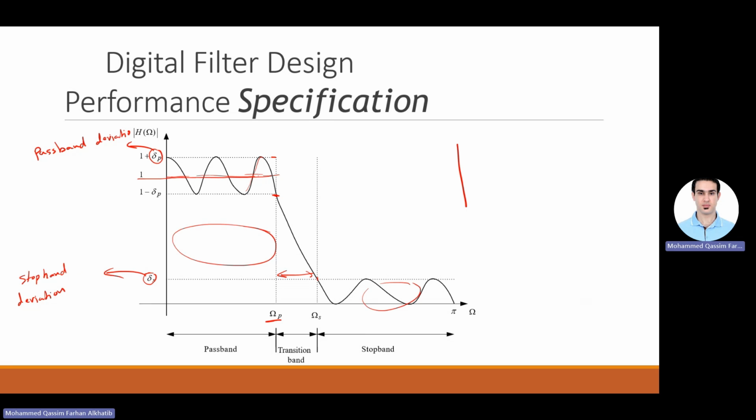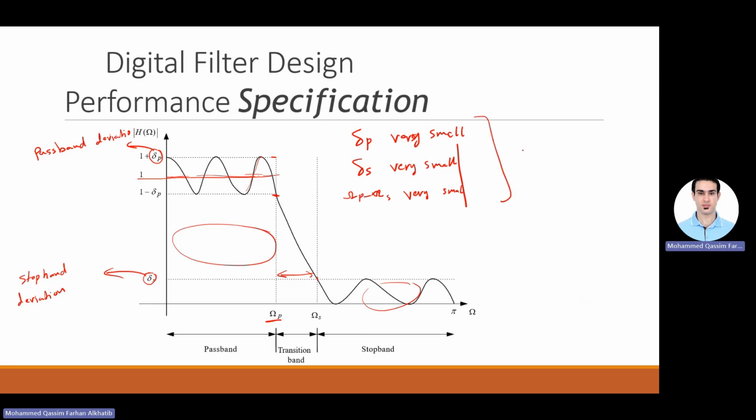Now, if you want to design a filter, let's say you want to have delta P very small, so I don't have much deviation in the pass band region. Similar thing at the stop band, I want it very small. And also the transition, delta P minus delta S, omega P minus omega S, I want it also very small. And the closer to zero, the better.